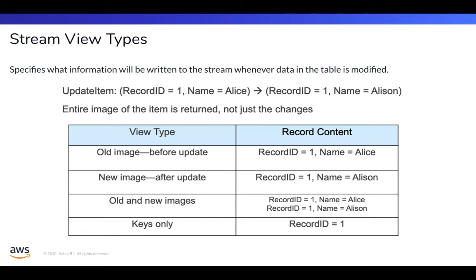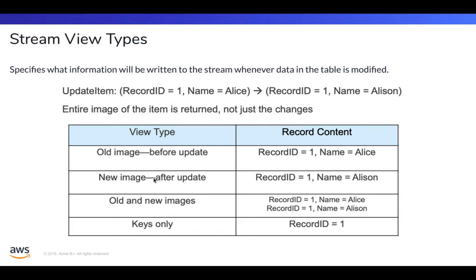Within the stream, there are different stream view types. In this example, I have taken one record item, where record ID is one and name is Alice, and I have changed Alice to Allison. So when you update this particular item, a stream is generated, and the entire image of the item is returned.